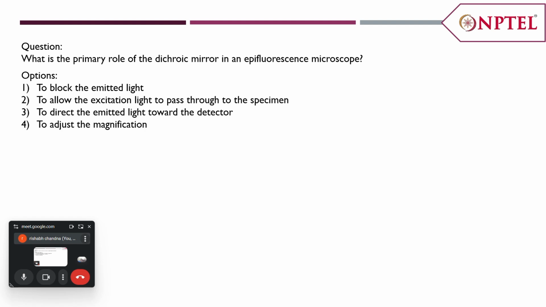What is the primary role of the dichroic mirror in an epifluorescence microscope? To block the emitted light, to allow the excitation light to pass through the specimen, to direct the emitted light towards the detector, or to adjust the magnification. What can be the correct answer? So the correct answer is option number two. And what is the main reason?